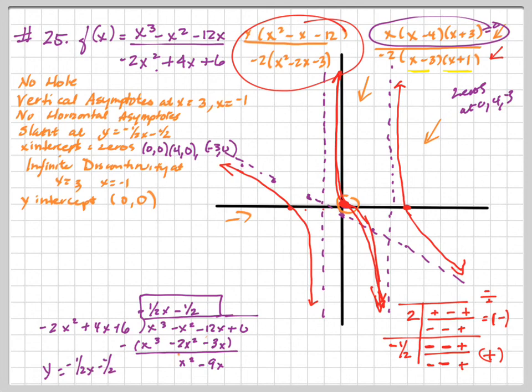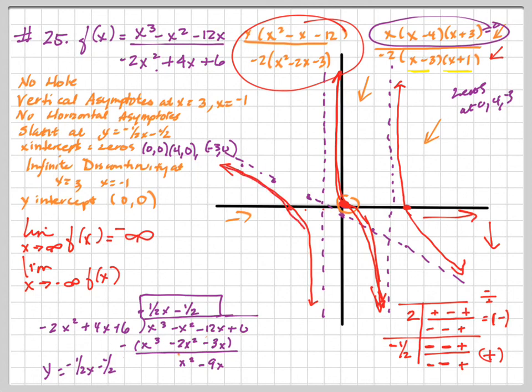So let me add the end behavior. You'd say the limit as x goes to infinity, meaning your x term going this way, where's y going? Y's going to negative infinity. And the limit as x goes to negative infinity of the function, where's it going? Okay, it's going up here, so that would be positive infinity. All right, so there was number 25.